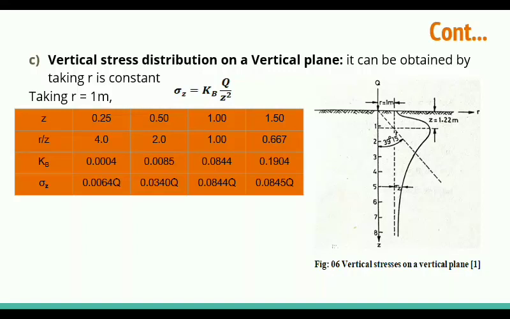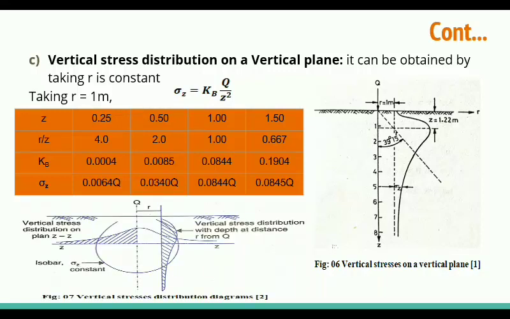You can take a constant value of R equal to any value, but the process we have to do is the same. So the isobar diagram, vertical stress distribution on a horizontal plane and on a vertical plane, we can see in a single graph. So you can see that this first one is the isobar diagram, vertical distribution in a horizontal plane, vertical plane. So all this distribution we have shown in this graph, in Figure 7.